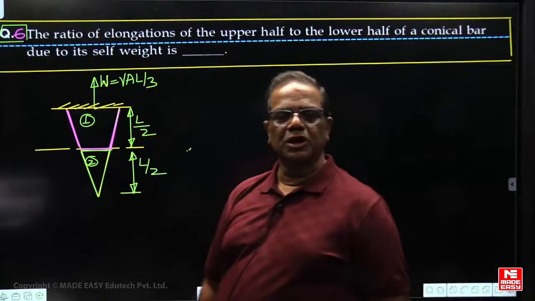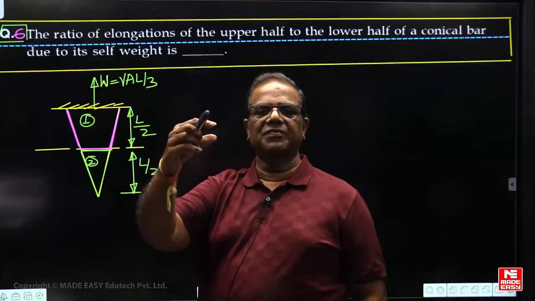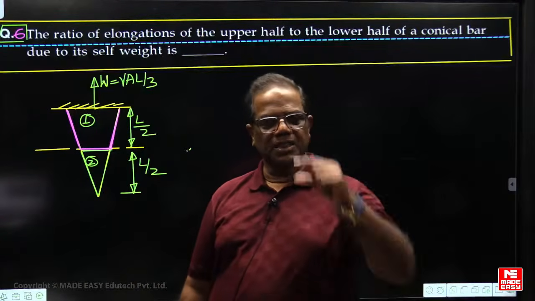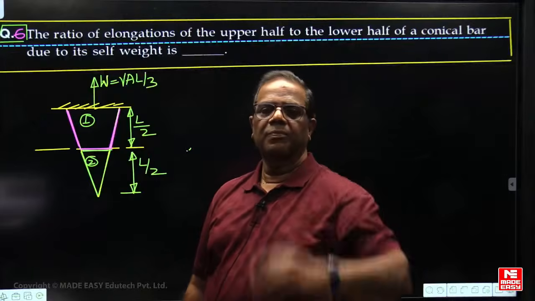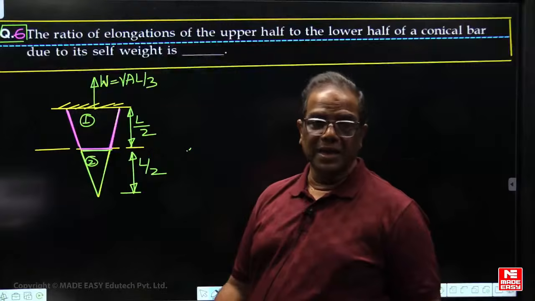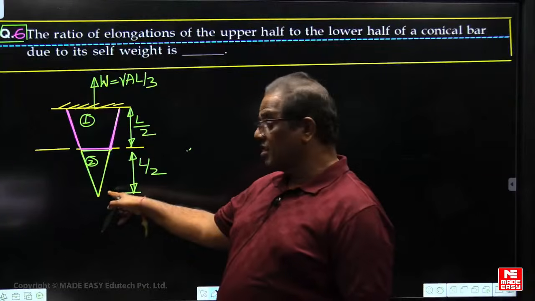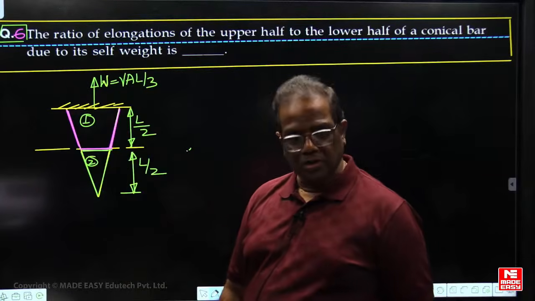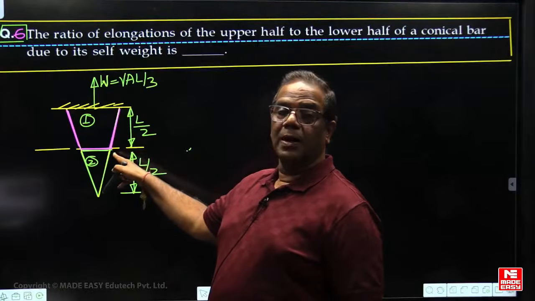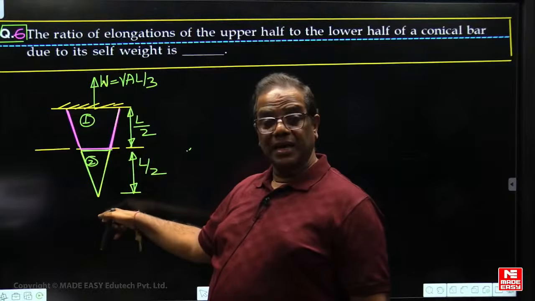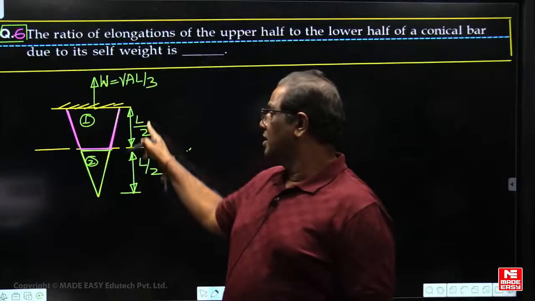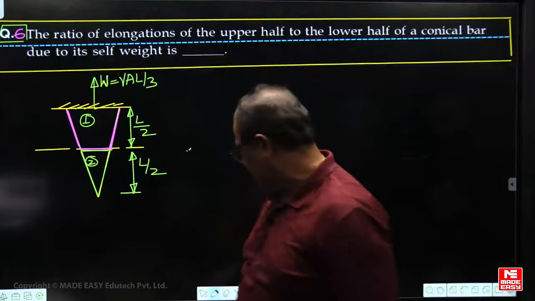What you have to do, how to get the elongation? Take a small strip, find out the change in length of the small strip, then do the integration. First find out the change in length of the small strip, then identify the limits, then do the integration, then you'll get it now. If the x is measured from bottom, so for this one limits are 0 to L by 2. For this one limits are L by 2 to L. मैंने x नीचे से मेजर किया, तो इस केस के लिए लिमिट्स आर 0 to L by 2. इस केस के लिमिट्स आर L by 2 to L.